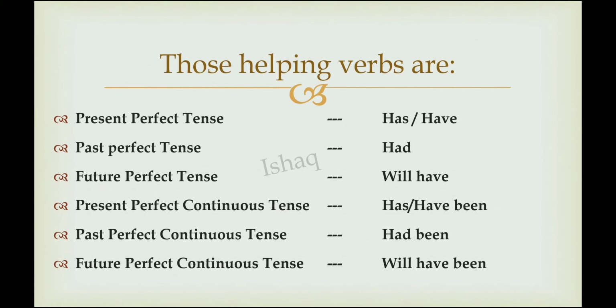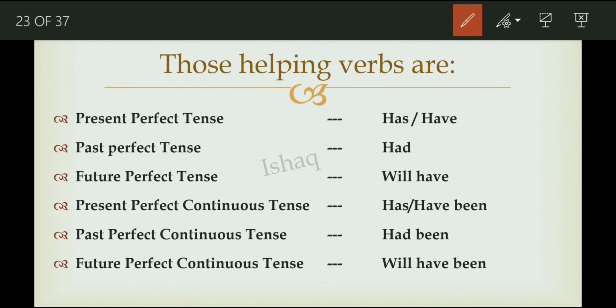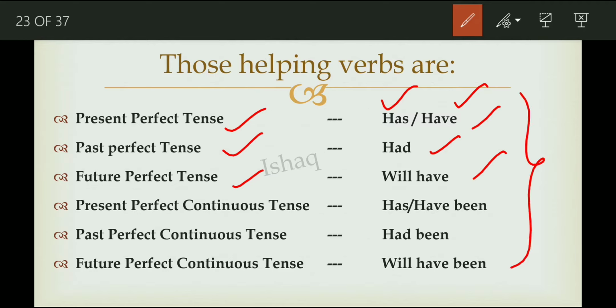So what are those helping verbs? In present perfect tense, has or have, depending on the subject. If it is a singular subject, it is has. If it is a plural subject, or first person singular or second person, we use have. If it is past perfect, for both singular and plural we use had, and in future perfect tense, will have. All these are the helping verbs we are going to use to write negative sentences and also the question forms of sentences in perfect tenses, whichever perfect tense it is.